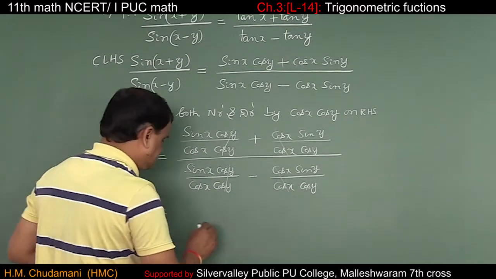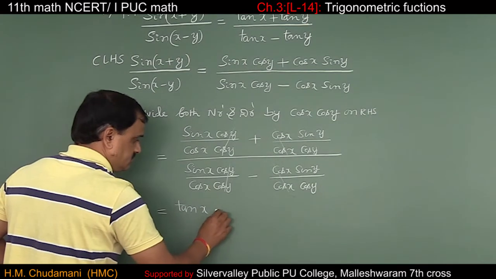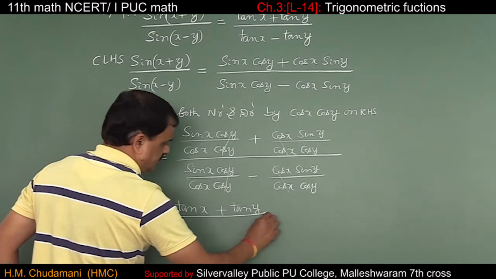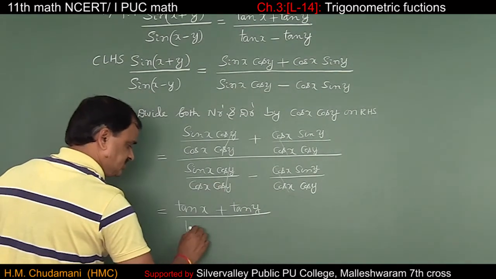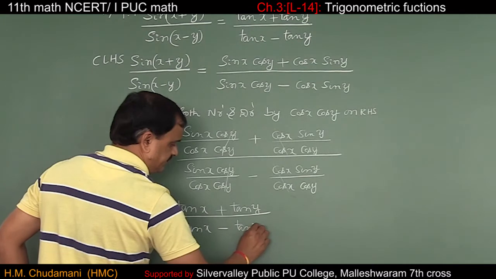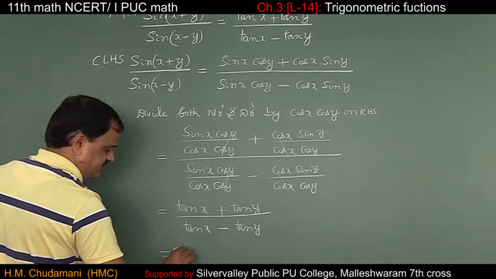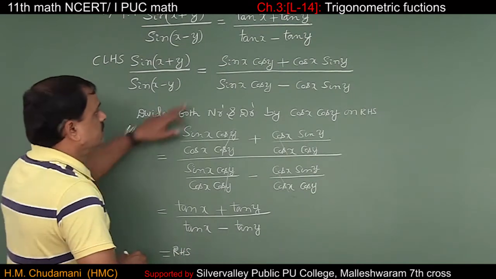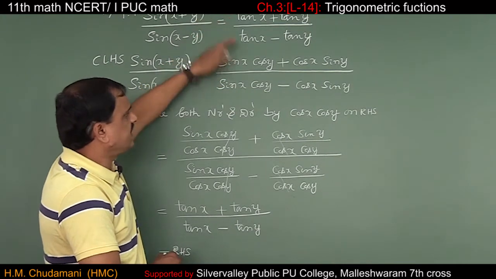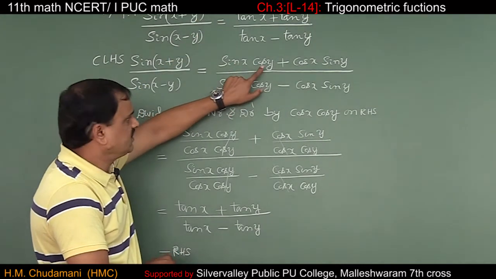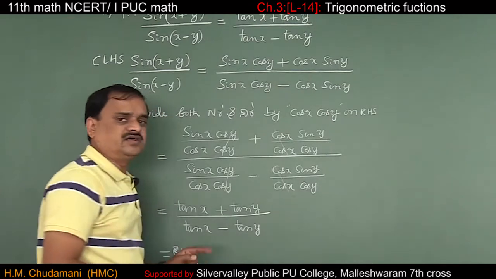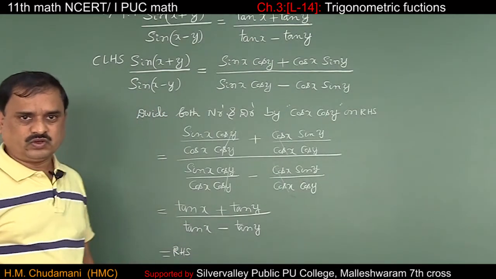Sin x by cos x means tan x. Sin y divided by cos y means tan y, whole divided by sin x by cos x is tan x minus sin y divided by cos y means tan y. Okay, that is the RHS. So once you apply sin of x plus y and sin of x minus y, to prove tan x, sin x by cos x we want and cos y you need to eliminate. That's why you need to divide both numerator and denominator by cos x cos y. Okay.